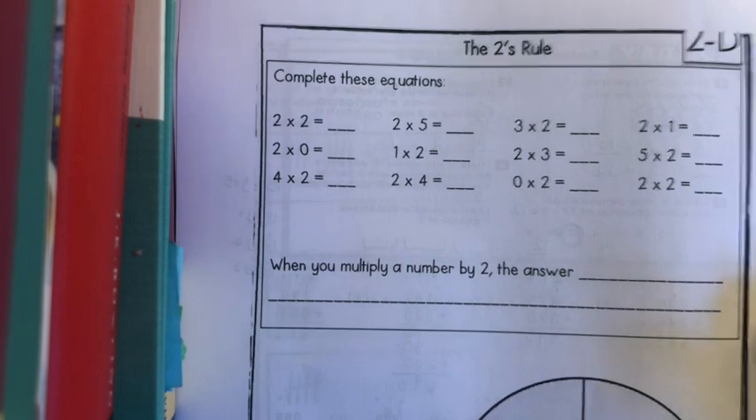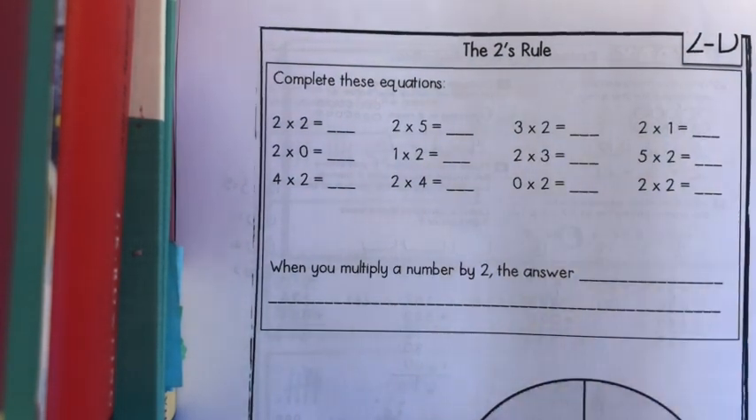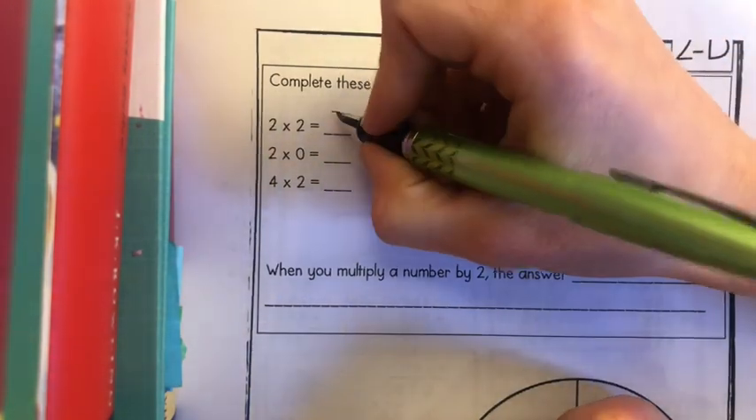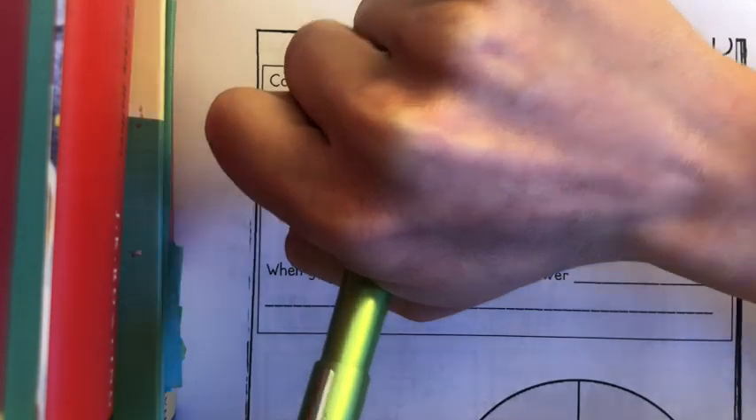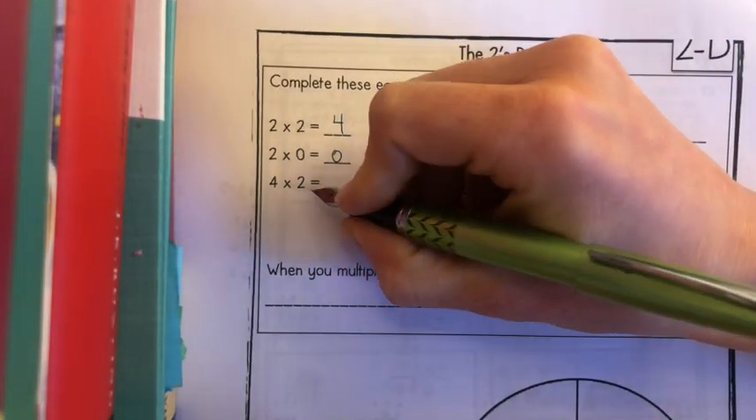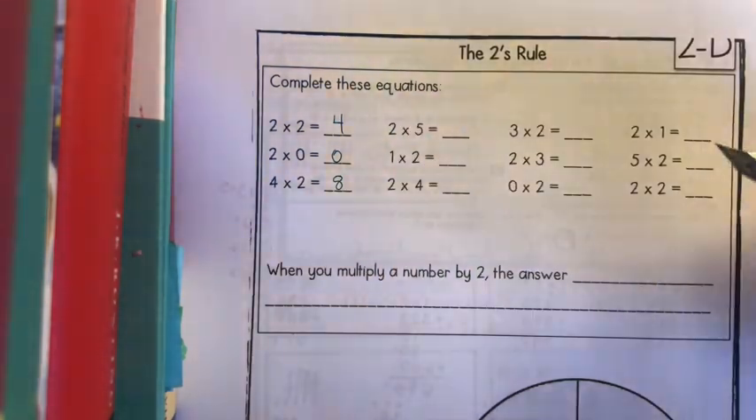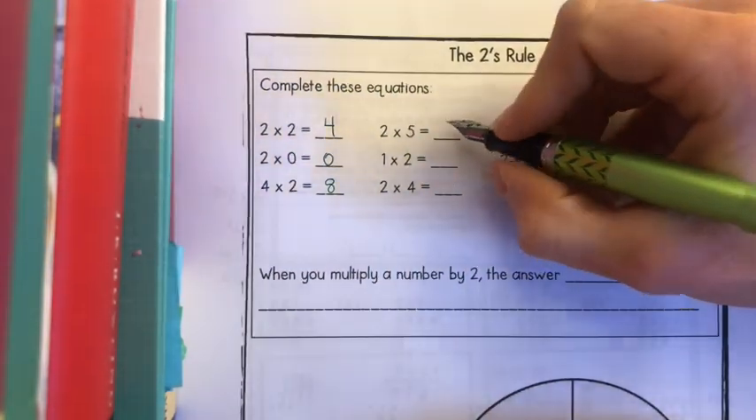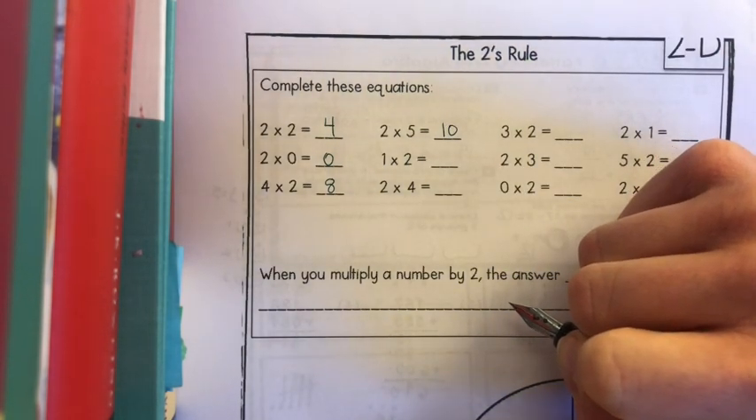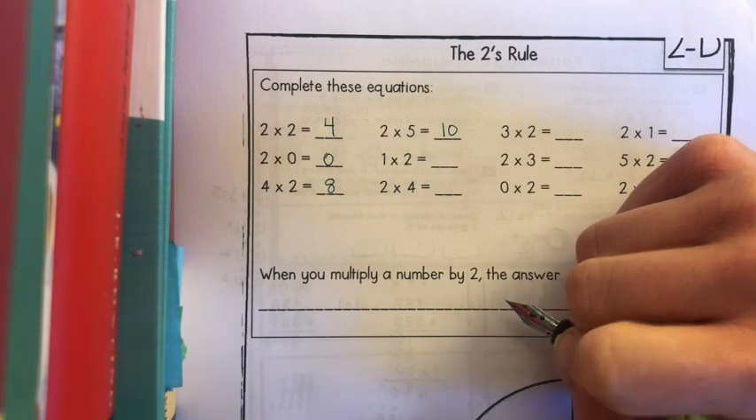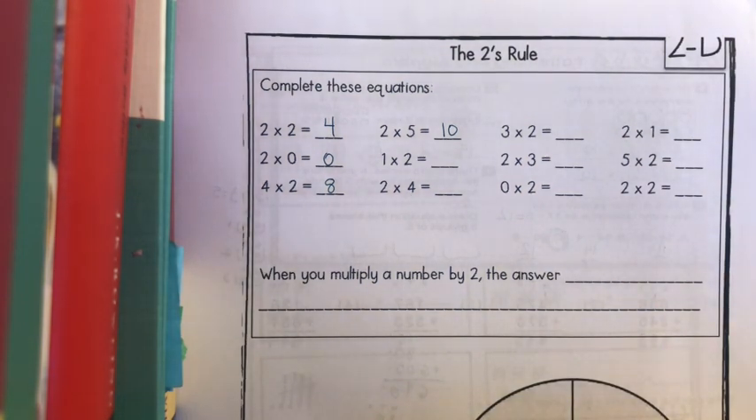So the 2's rule. The 2's rule, guys, when you multiply a number by 2, the answer is always double. It's a double, okay? That's all the 2's rule is. So 2 times 2, double 2 is 4. 2 times 0, now if I have 0 and I double it, I still have 0. 4 times 2 is 8. Double 4 is 8. 2 times 5, what's double 5? 10. 1 times 2, you guys really should pause this video and try this on your own and then check your work with me because you can all do this. So pause the video and try this on your own and then press play and work through this, okay?